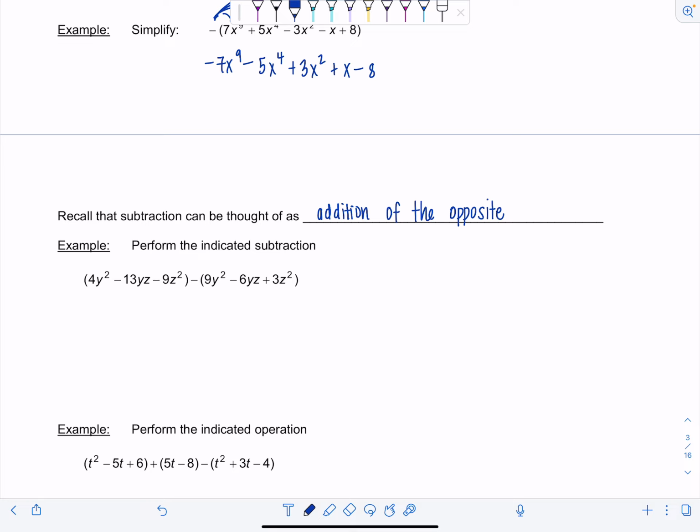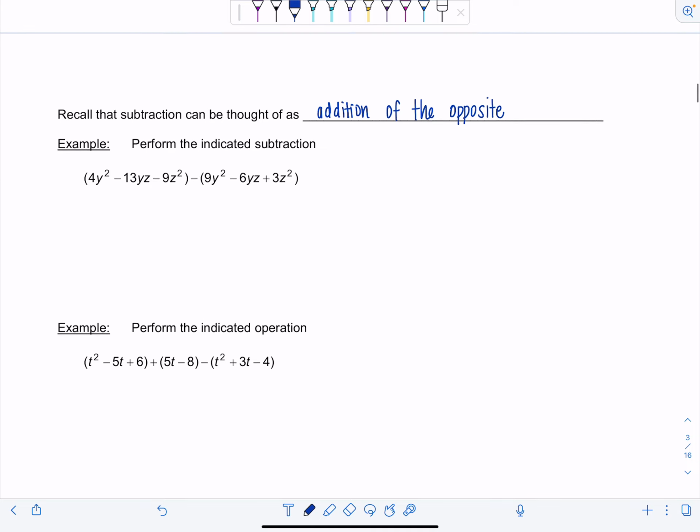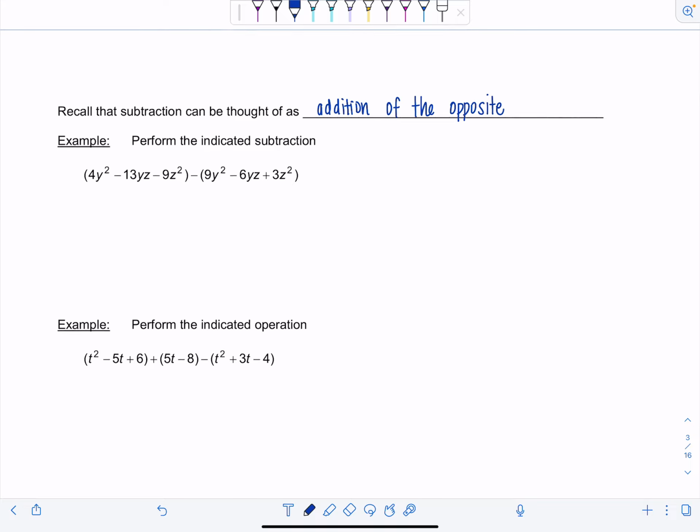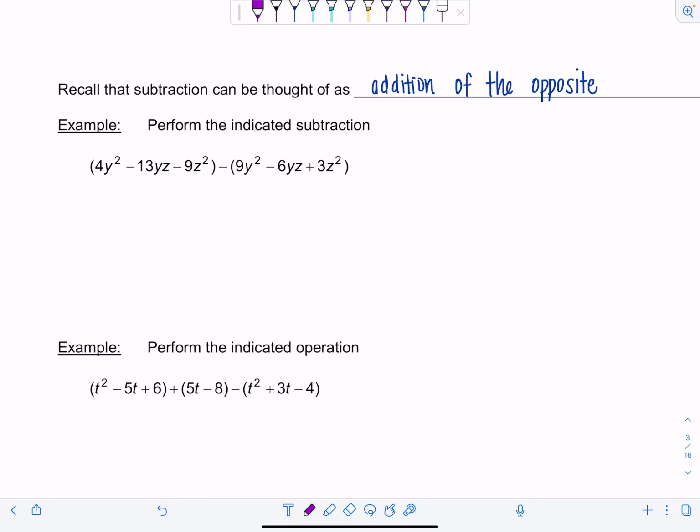Okay, so perform the indicated subtraction. We have 4y squared minus 13yz minus 9z squared. And then we're subtracting 9y squared minus 6yz plus 3z squared. So to get things going, what we're going to do is distribute this negative and rewrite the whole problem, but this time no parentheses, right? Because we're going to distribute the negative.